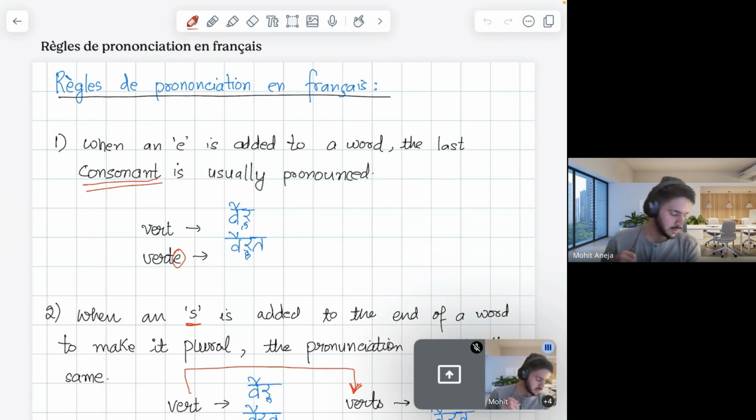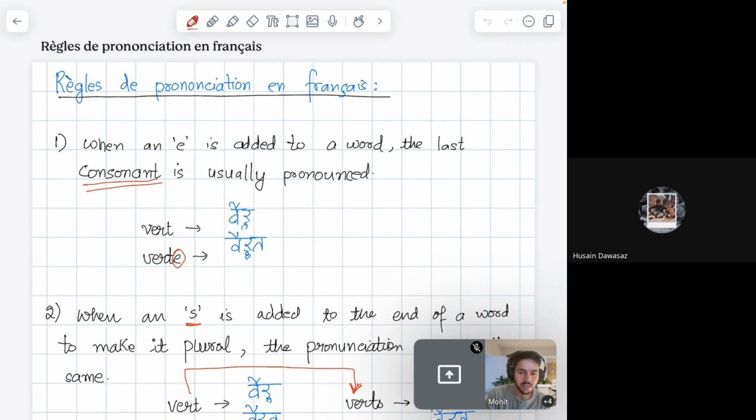So the first rule is when an E is added to a word. Go on, Hussein, please ask. No, it was by mistake. Sorry.